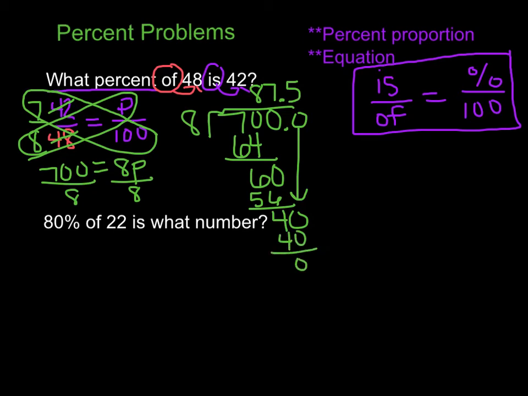So my answer, what percent of 48 is 42? It is 87.5%. Don't forget the percent sign.